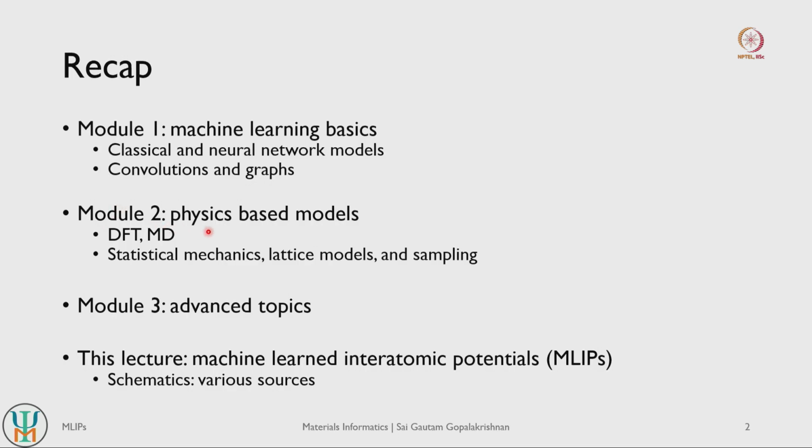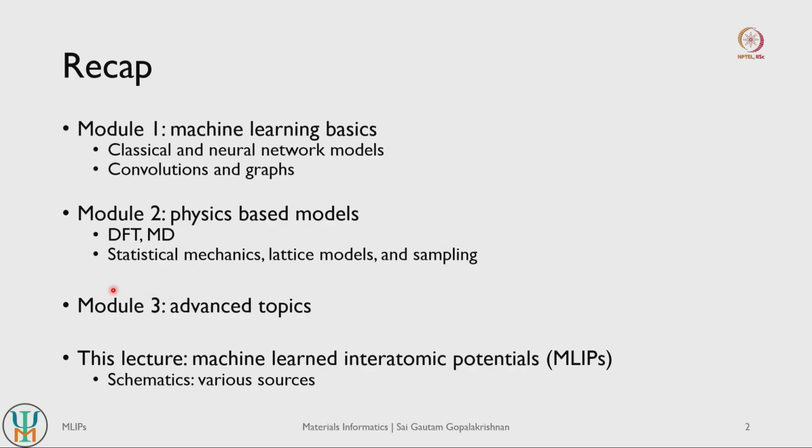In module 2 we went a little back in time. So, we looked at physics based models and physics based calculation techniques, which provide a lot of the data for most of the machine learning models that we train. We looked at principles of density functional theory, we also looked at molecular dynamics a little bit, and then principles of statistical mechanics, and how that is used in both the construction of lattice models as well as in sampling techniques. So, we looked at all of these in module 2.